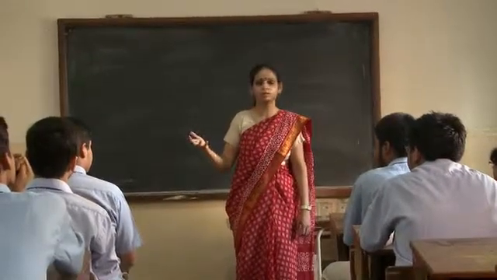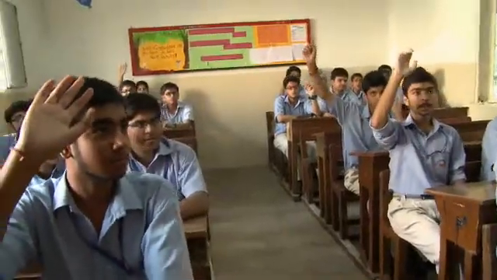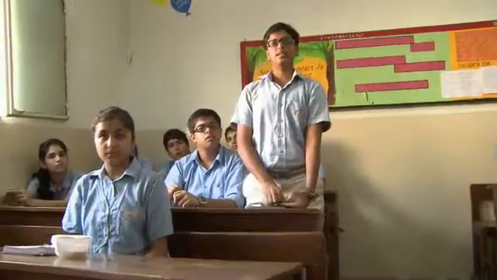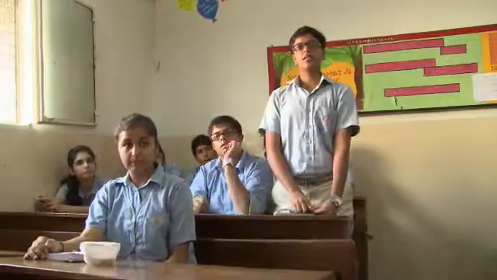You all know what natural indicators are? Who will answer? Okay, Nishant. The indicators which are obtained from nature are called natural indicators. Okay, and give some examples. Litmus, beetroot. Okay, some more examples. Turmeric.